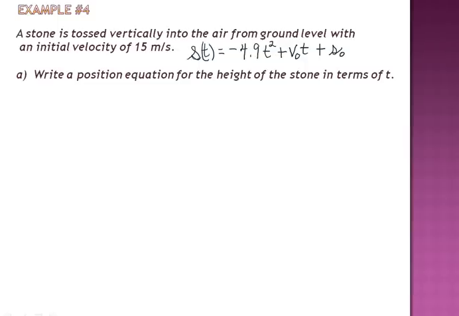Okay, so the first thing that we're told is that it was tossed vertically into the air. That means that initial velocity was positive, it's going up. Then it said it came from ground level. So that means initial position was 0. Our initial velocity, v naught, is 15, and it's a positive 15. So filling everything that we know in, S of t is equal to negative 4.9 t squared plus 15 t plus 0, so we don't need to write the 0.